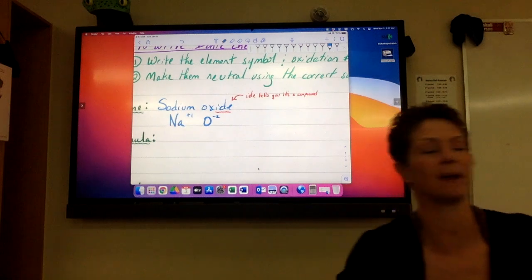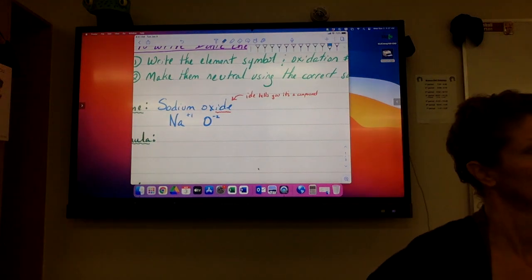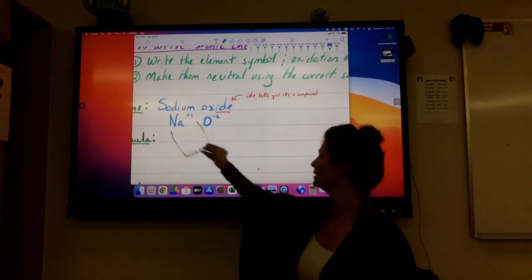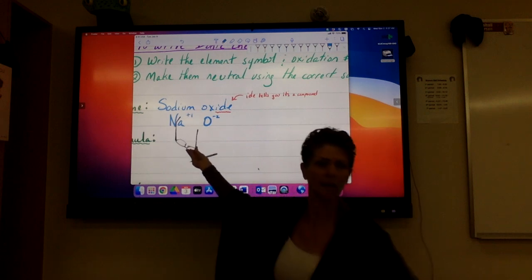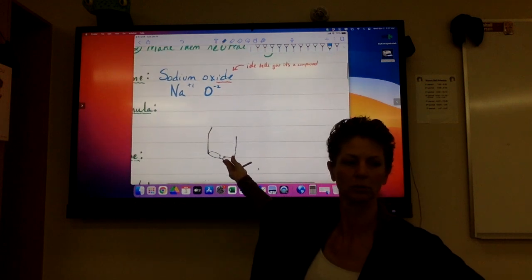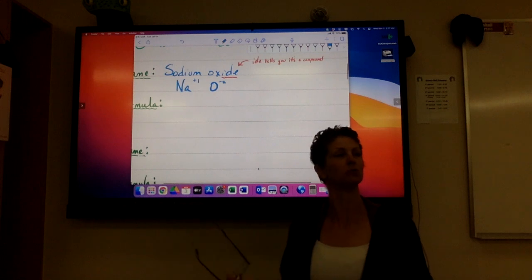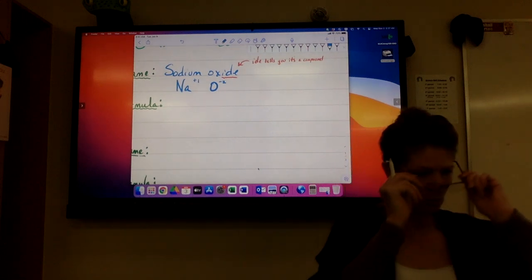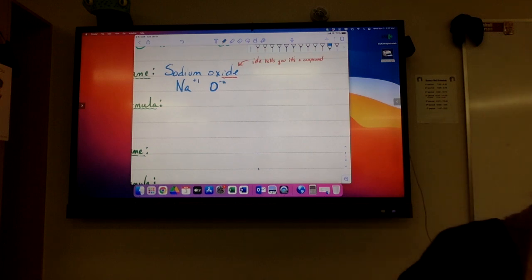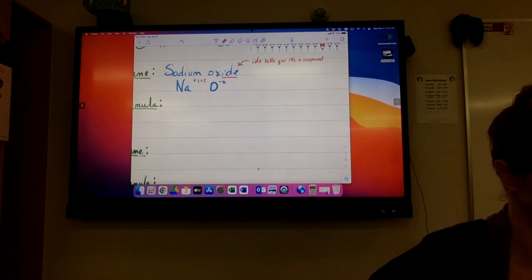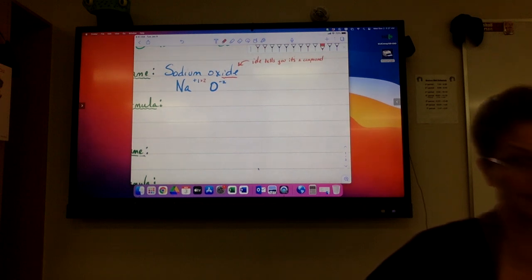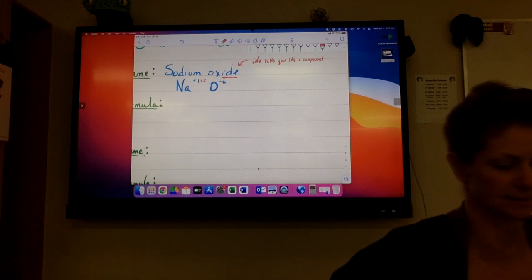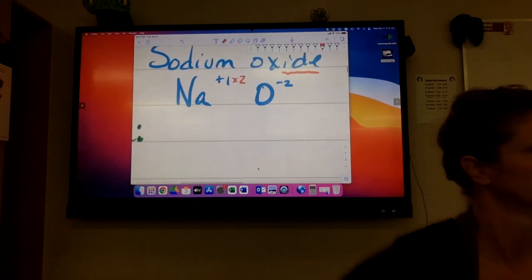Now, so we did step 1. Now step 2 is make them neutral. Well, the left side has a +1 and the right side has a -2. And so I need to make them neutral using subscripts. And so the way you figure this out is you're like, well, I need 2 of those to make the left side cancel out the right side. Does that make sense?